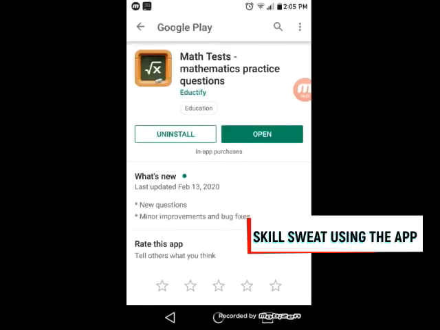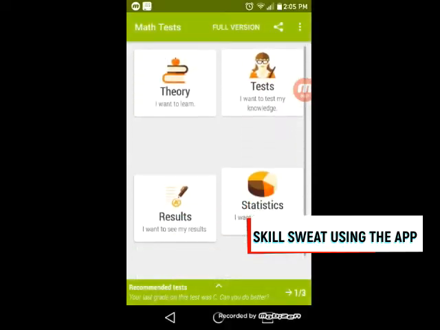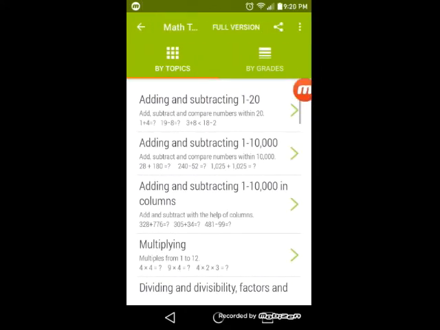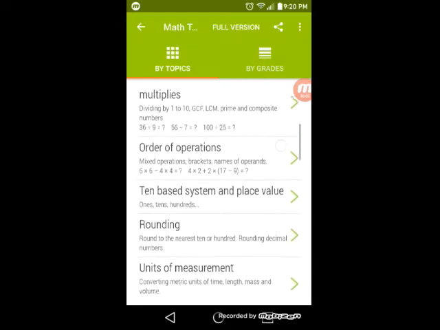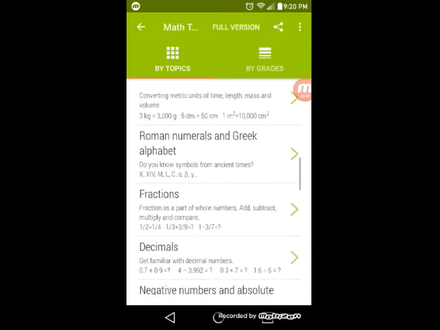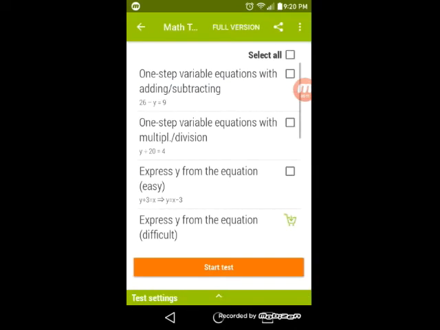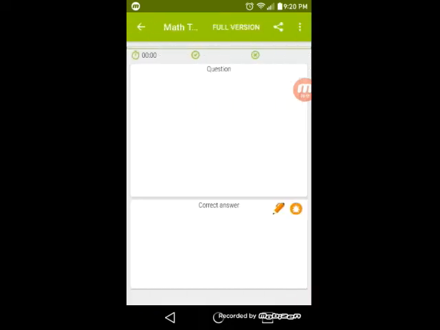April, I reviewed 3 maths apps, so you can go back to that video to see the review of this particular method. Once you open up to the different options, keep scrolling down until you get to variable equations. And we start off with variable equations with adding and subtracting. Start test.